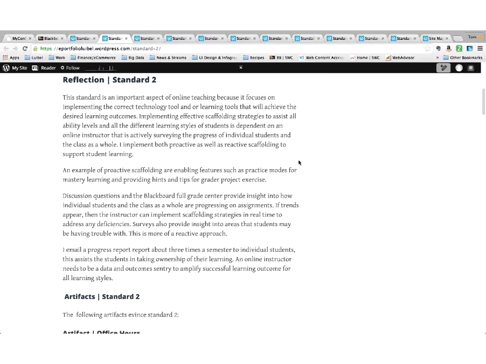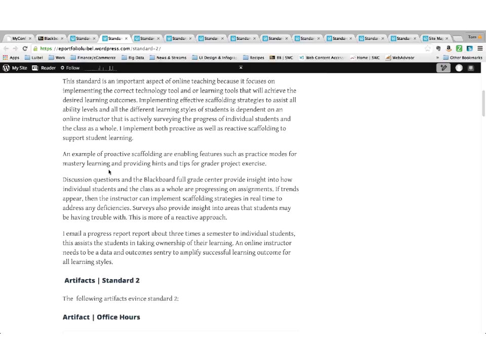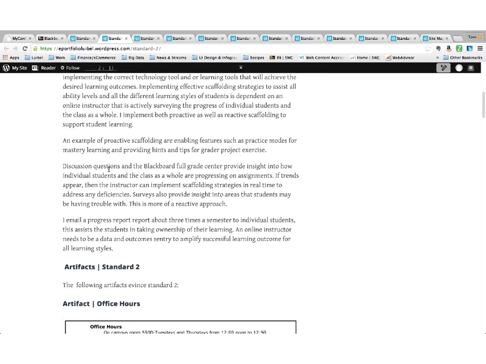So this standard, to me, is important because it focuses on implementing the correct technology tool and or learning tools that will achieve the desired learning outcomes. So what's the proper mix for these students? Also, to implement effective scaffolding strategies to assist all ability levels and all the different learning styles of students. I implement both proactive as well as reactive scaffolding to support student learning. So I'm constantly taking the pulse of the course, and that's by looking at the data, looking at the feedback, and seeing if there's any technical problems, if something's not explained properly.